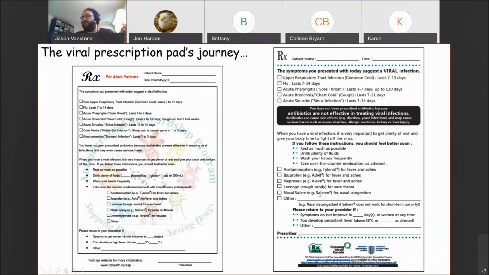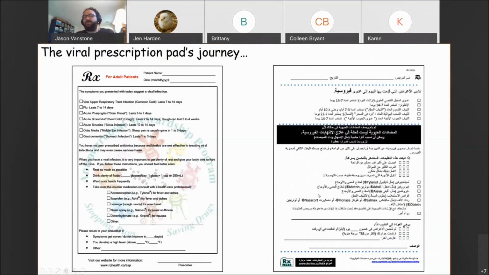The other cool thing that RX Files did was they adopted this into, I think, 12 or 13 different languages. So again, these are all available on their website. If you have patients whose first language is not English, there's a great way here to still have a tool that you can use to help communicate with them in their first language. So this one's Arabic as an example.